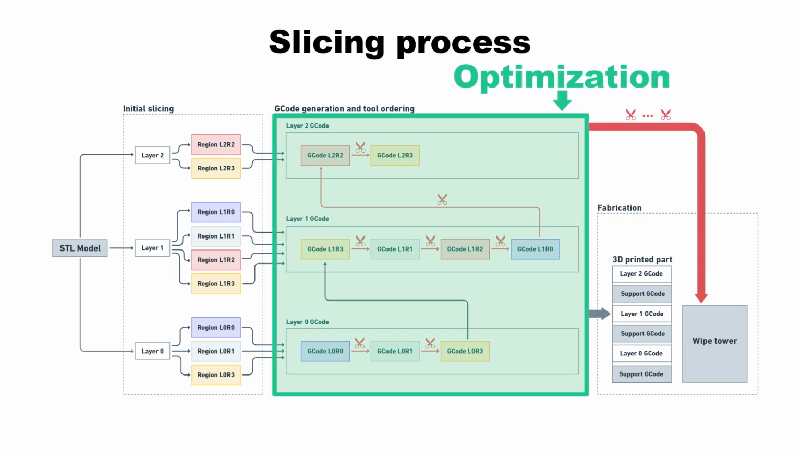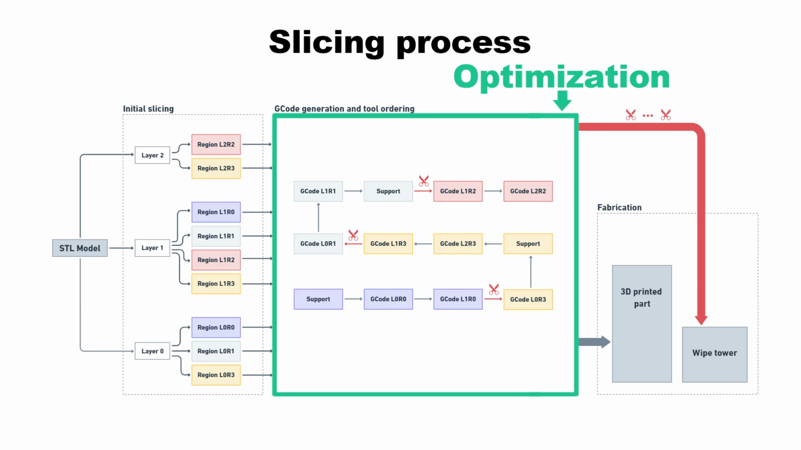Therefore, by optimizing the G-code fabrication and tool ordering steps by reordering individual color regions, we can substantially decrease the number of tool changes and, consequently, the size of the wipe tower. As for the support layers, we can simply insert them between the color regions while maintaining the vertical height position.